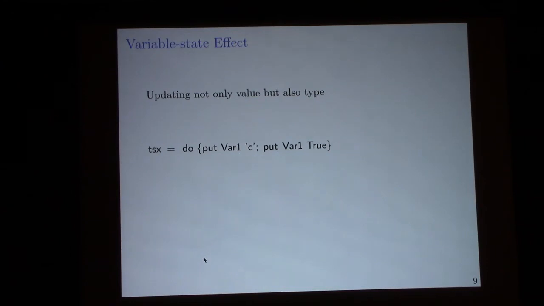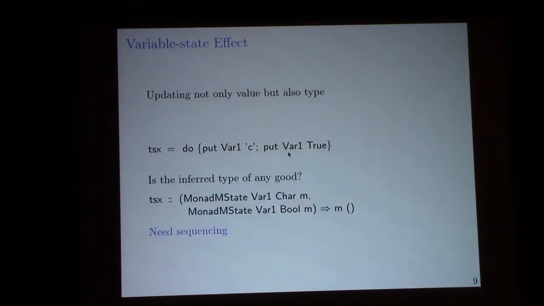But we wanted to modify not only the value, we want to modify the state. So we wanted to write something like this. We put in variable 1 a character C, and then put in variable 1 a boolean. And GHC first attempts to infer this type and then complains. The problem is it infers that it has to be monad M state where variable 1 is associated with characters and variable 1 is associated with booleans. Obviously, it cannot be associated with both at the same time, right? So then it complains about it.